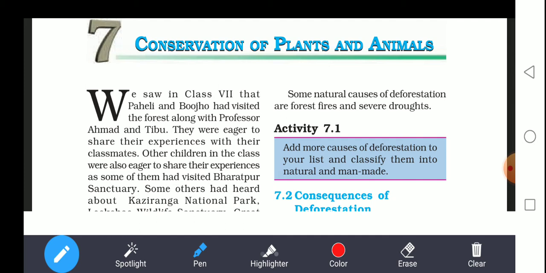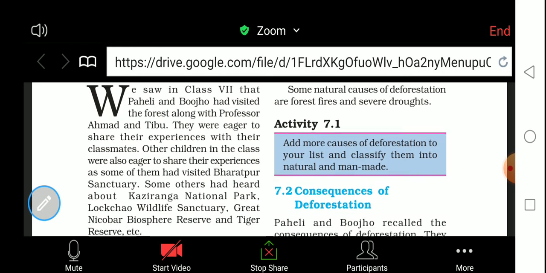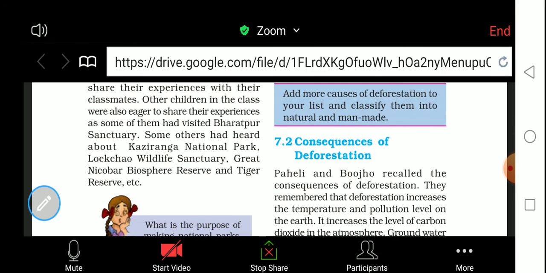Why are they doing this? Why is the government taking such action? Because outside, the plants and animals are extinct. They're no more in this world. Therefore, the government has set up certain national parks where these birds, animals and plants are kept.